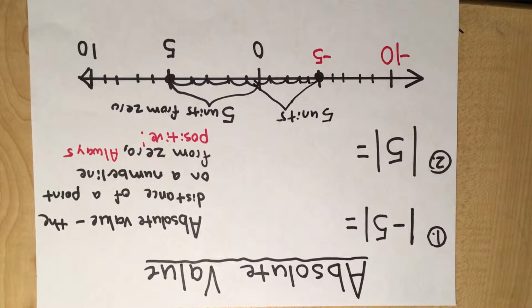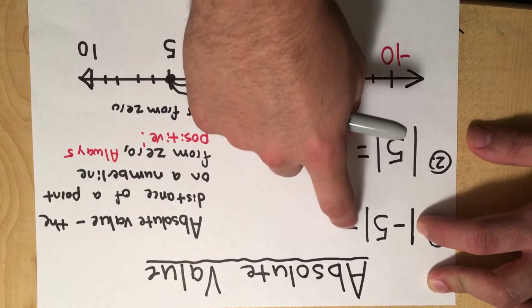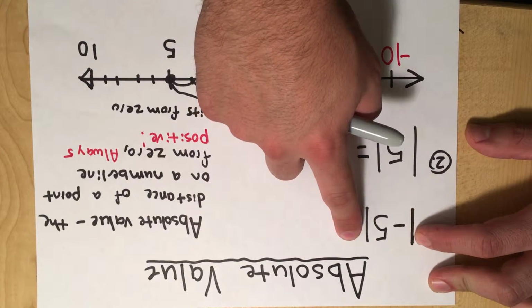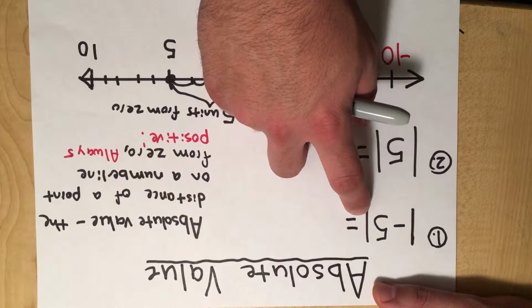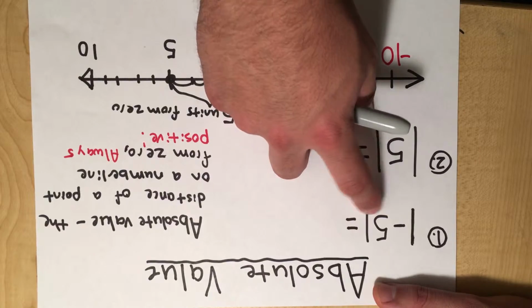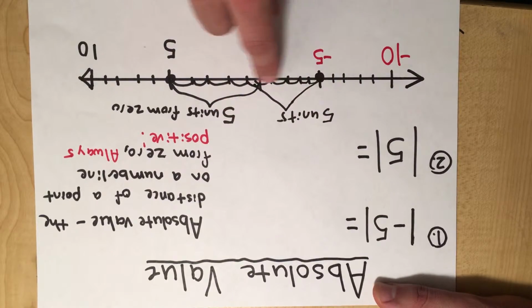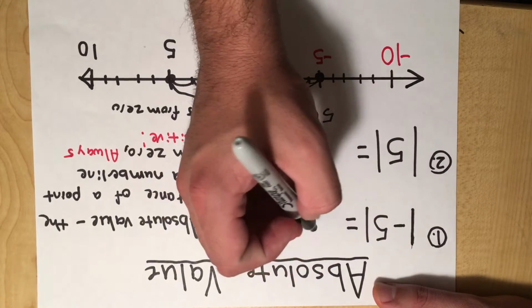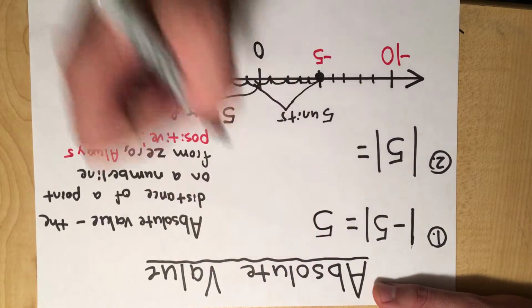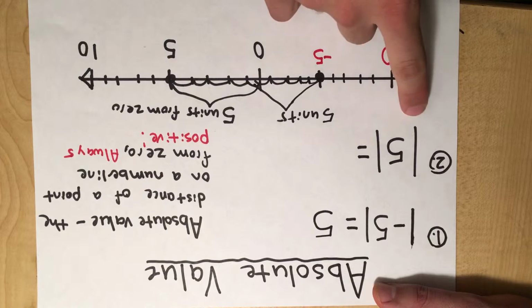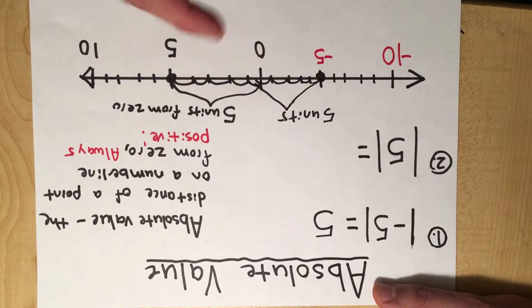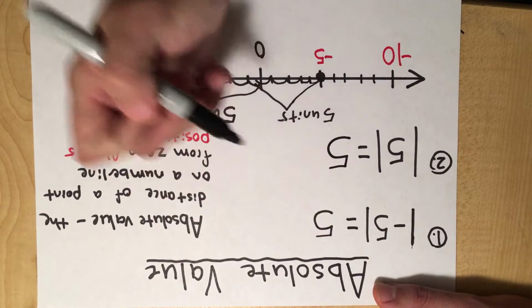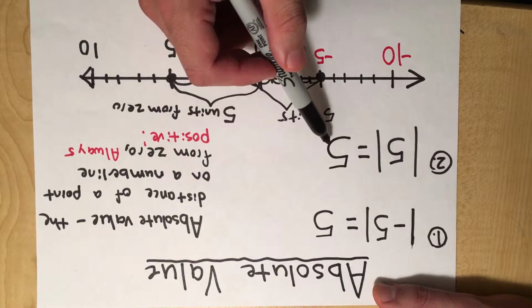The absolute value of a number is seen through these lines right here. You guys see these straight lines right there? Whenever you see these straight lines, they're asking you, in other words, how far away is that number from zero? So how far away is -5 from zero? Well, we counted. We said that it was 5 positive units. So the absolute value of -5 is equivalent to 5. Now the absolute value of 5, how far away is 5 from zero on the number line? We said it was also 5 positive units. So the absolute value of 5 is equal to 5.